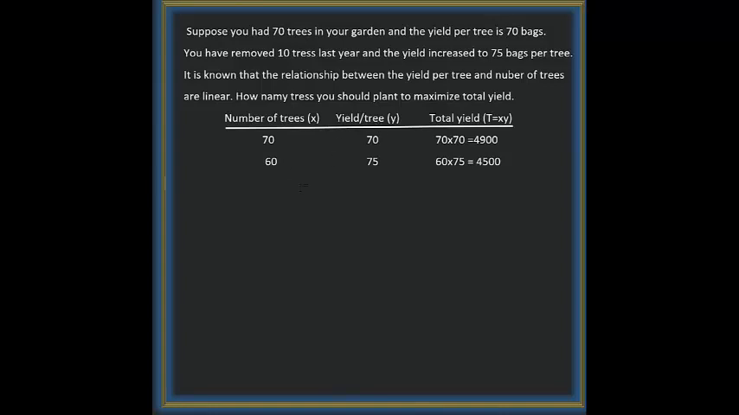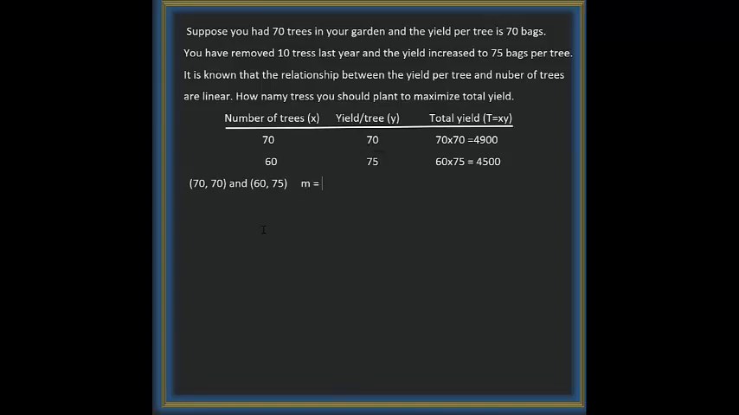All right. So what we are doing next, it is asking that the relationship between the number of trees and yield per tree are linear. So then we can form ordered pairs. So let me take one ordered pair like 70 trees gives me 70 bags per tree. This is 1 point. And another one I can take 60 and comma 75. So this is basically 2 points, and you want to find the equation of a straight line passing through these 2 points. So let me find the slope first.